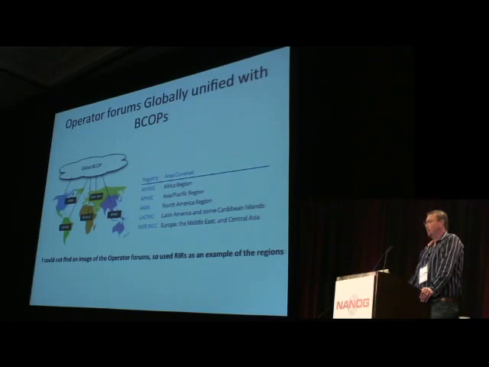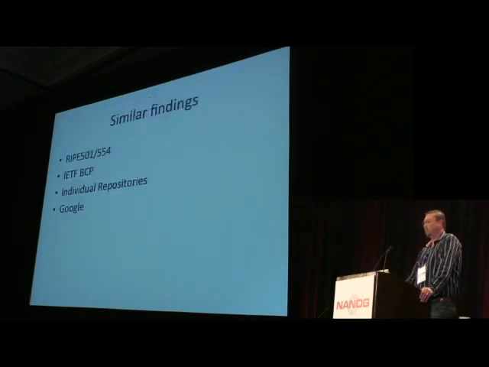So in searching around, there are lots of similar things. I just listed a few here. For example, RIPE 501 or 554 in the RIPE region are examples of some documents that are meant to be best current operational practices. There are the IETF BCPs, which are not entirely operationally focused, but they're good examples of how a global repository would be done for BCPs. There are individual repositories, not very well published, but they exist. And of course, there's your good old friend, your favorite qualified search engine.